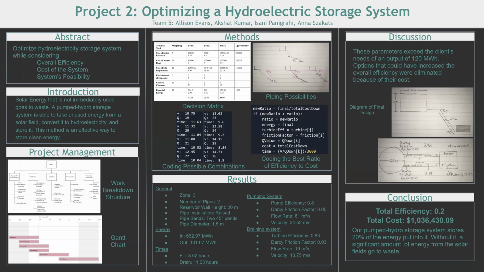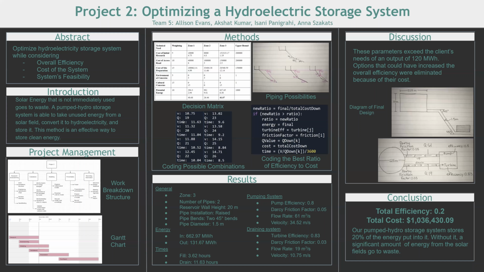The second code took those sets and combined them with possible turbine or pump efficiencies and Darcy friction factors. Every combination went through the code and the best combination was returned. For draining water, the energy losses from pipe bends, friction within pipes, and turbine efficiency were subtracted from the energy in the reservoir to find the final energy. The code then calculated the cost of this particular combination.